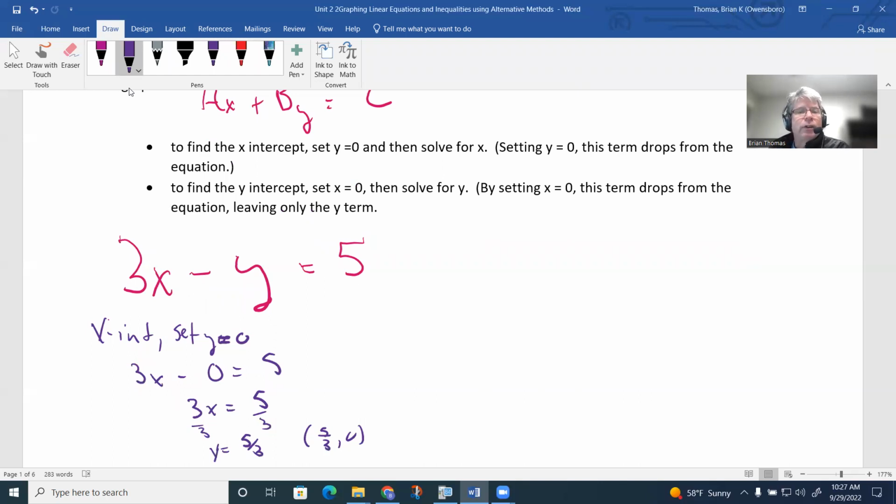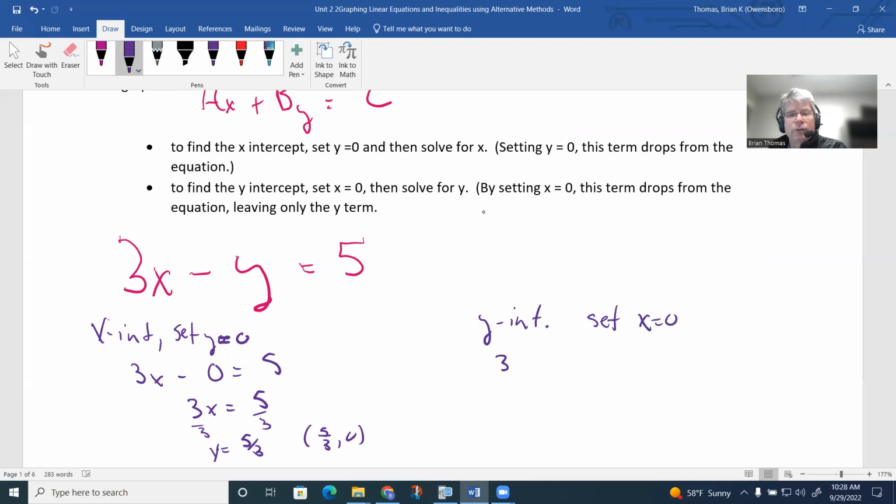Now, to find the y-intercept, we do just the opposite. We set x equal to 0 and solve for y. Because remember, to be on the y-axis, your y value is going to move, but your x value is going to actually be 0. So by setting x equal to 0, this term drops from the equation, leaving only the y term. So to find the y-intercept, we're going to set x equal to 0 this time.